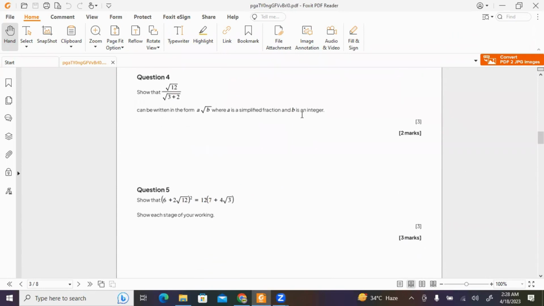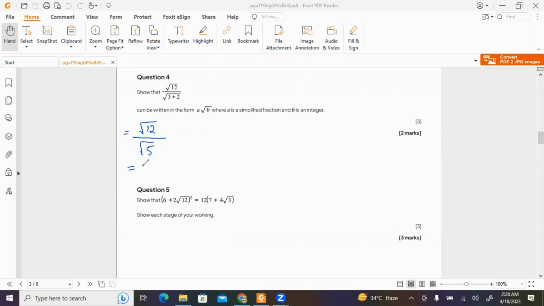Now, question 4 is slightly different from the previous question. It says, show that root 12 over root 3 plus root 2 can be written in the form a root b. So what we can do is, let's add 3 plus 2. That's going to be root 5.